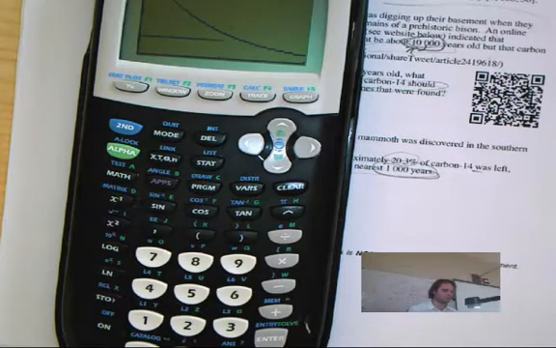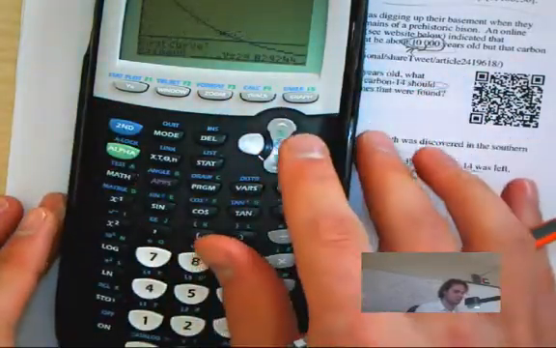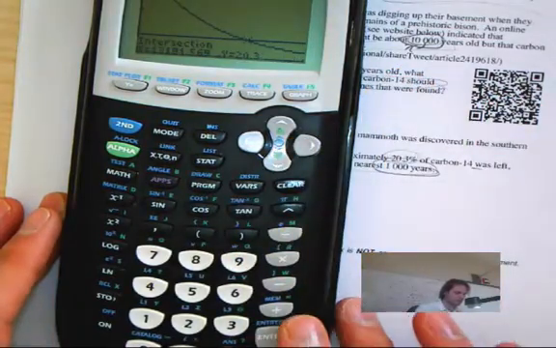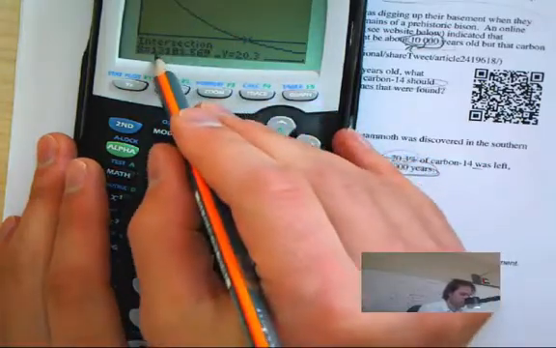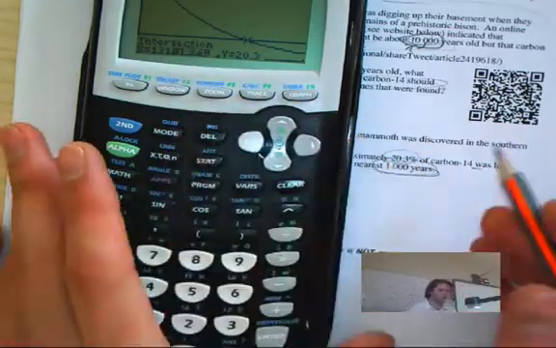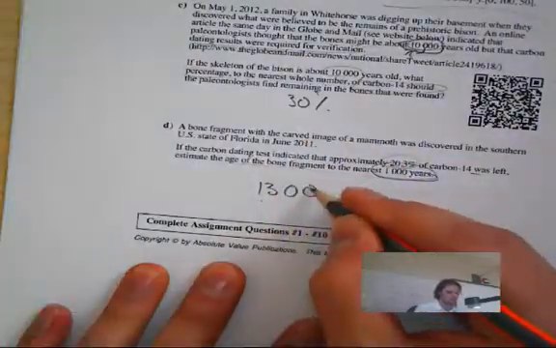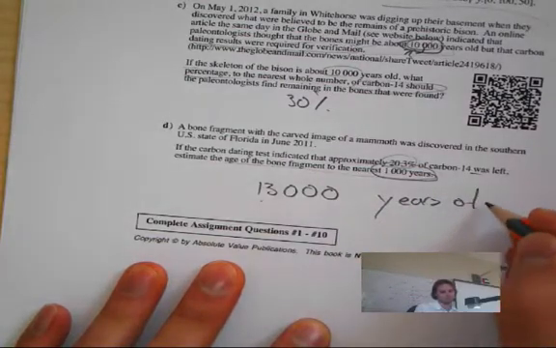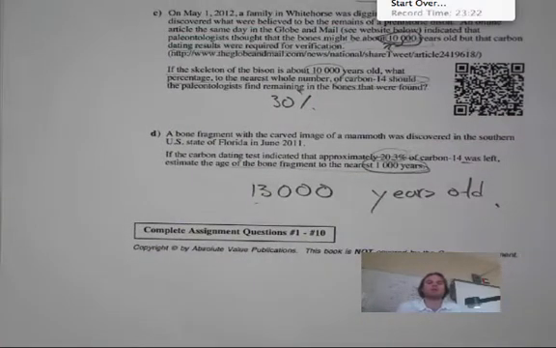And I'm going to find my intercept. I keep on going, find my intersect, and I end up getting around 13,200 years, or 13,000 years. So it's around 13,000 years old. And that's it. Okay? Hopefully you understood this. If you have any questions, ask tomorrow as we work on the assignment together.